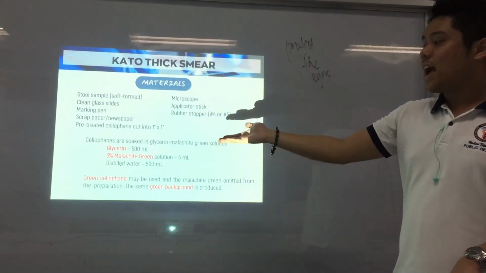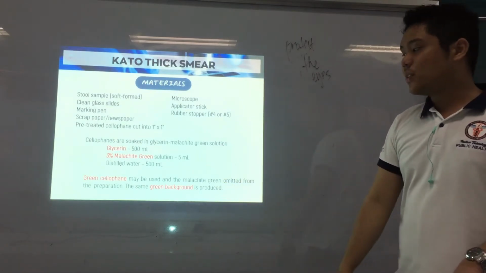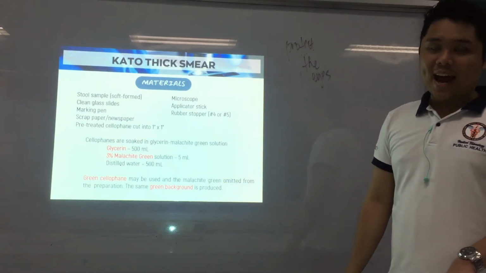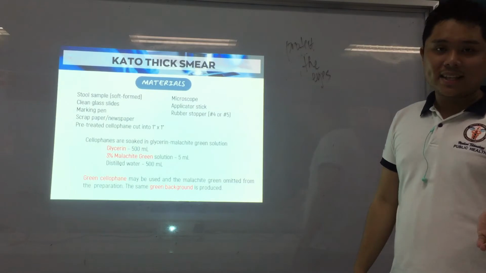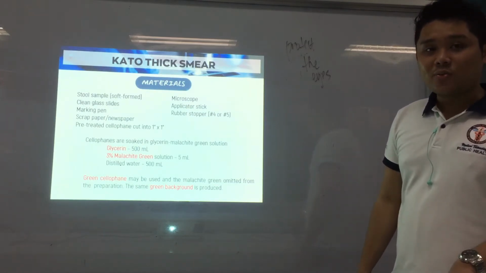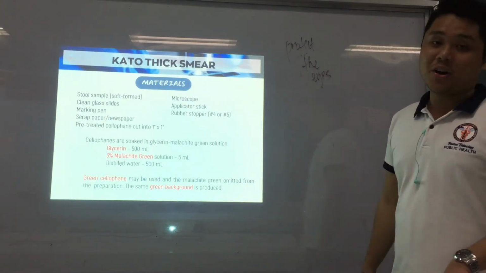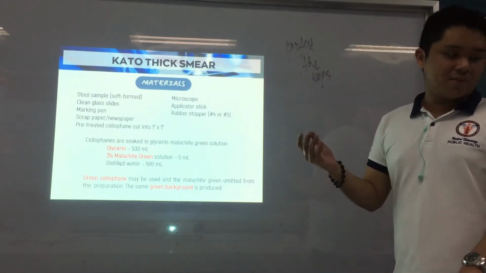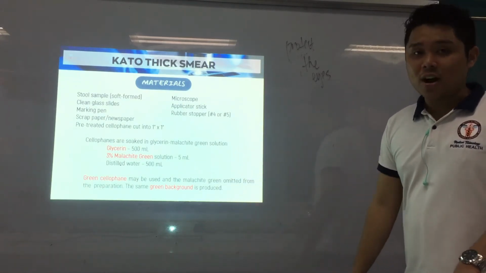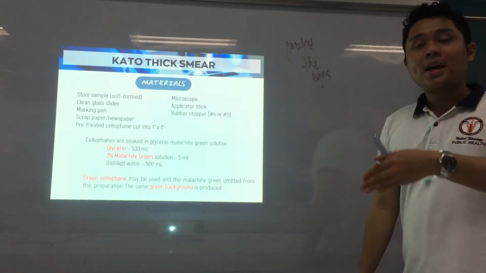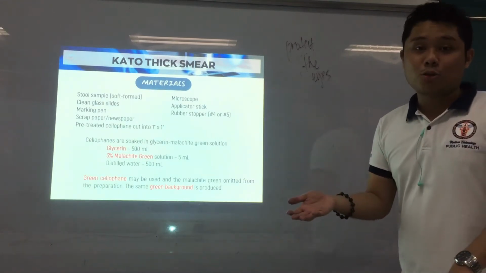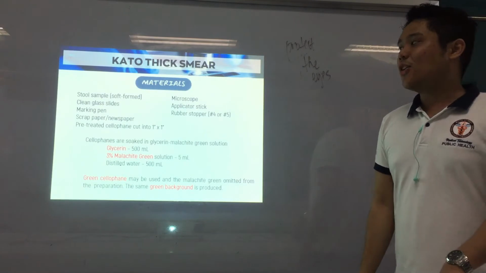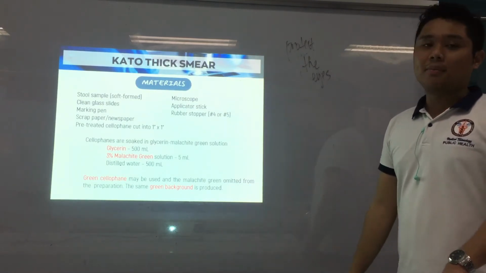And if you don't have a malachite green solution, the alternative is a green cellophane. Ayan. So as you can see, in our class, what we use is a green cellophane. We don't have the malachite green. So again, it's still the same. It serves the purpose of a green background, again, to protect the eyes from the brightness of the microscope while examining. Alright? Okay, so that's the purpose of our materials.